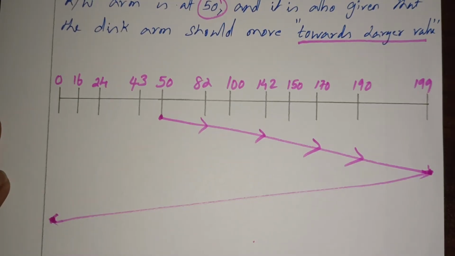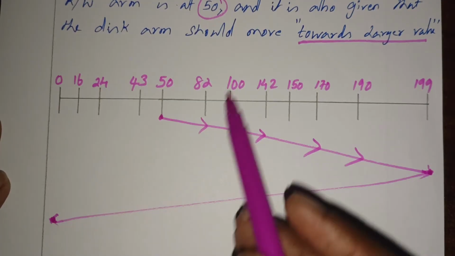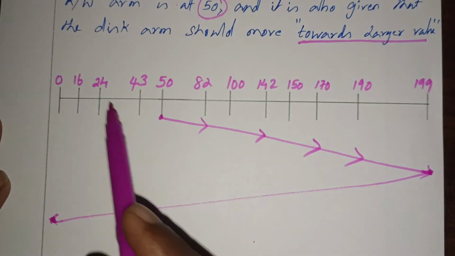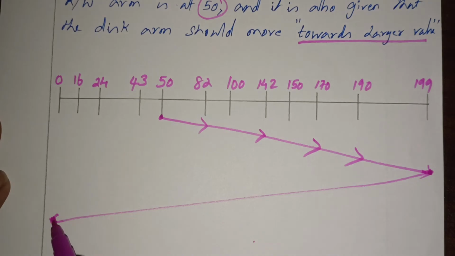It will reach 0 first. After that it will see what requests we have. We have 16, 24 and 43, one by one, and it will reach exactly at 43.